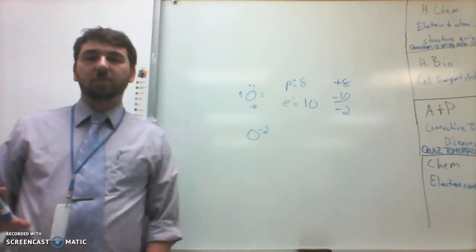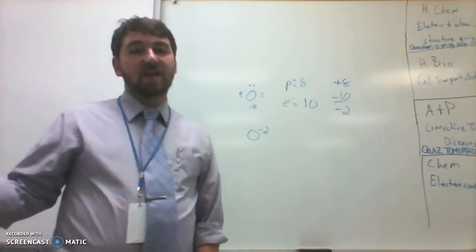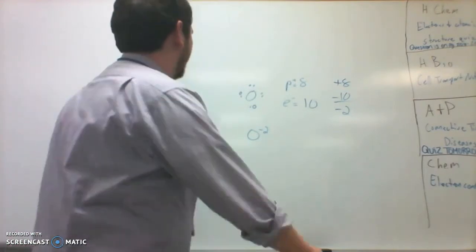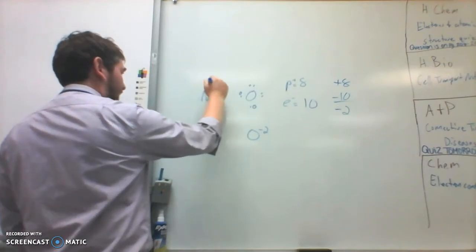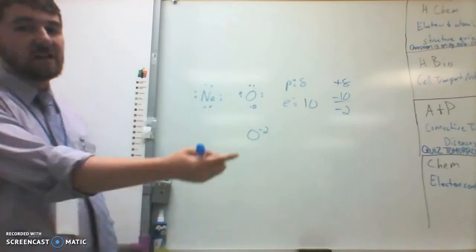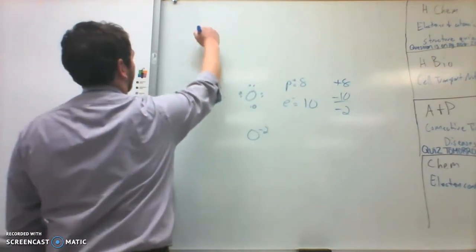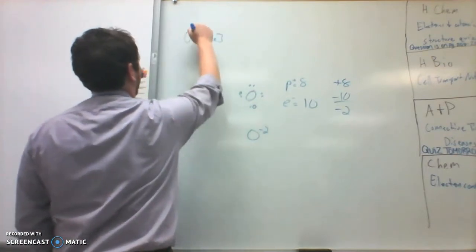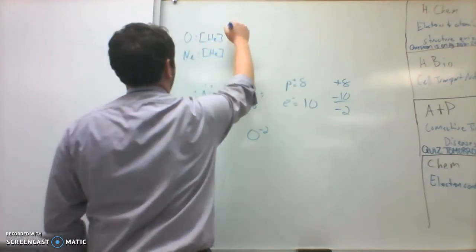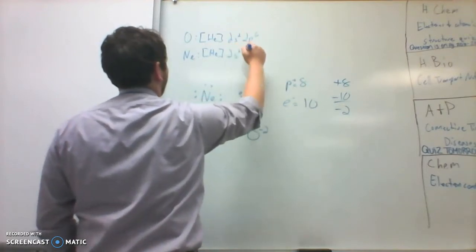Now one other thing to note about this is we said that if you're closer to 0 you give away, if you're closer to 8 you take. Because everything wants to look like a noble gas. If it takes 2 electrons, oxygen looks like neon. If we look at the electron configurations for oxygen and neon, you would go 2s2, 2p6, 2s2, 2p6.